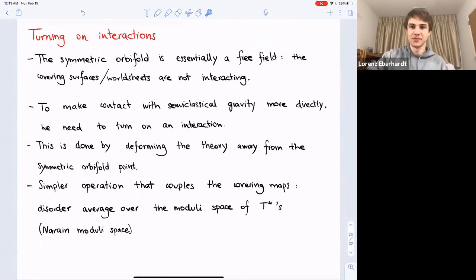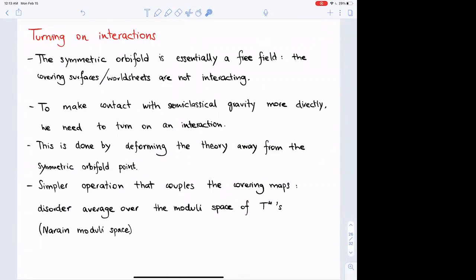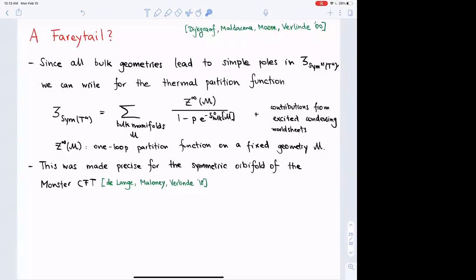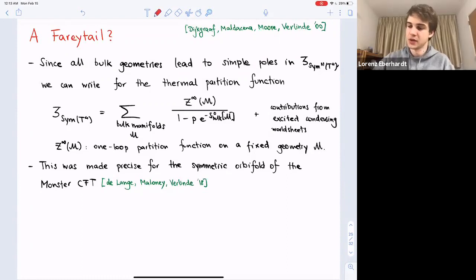Sorry, Lorenz, please. So you're saying there were additional poles other than that series that you wrote down, the one with 1 over m squared times tau boundary. Is there a simple way to characterize all the poles? Yeah, there is. The poles always come from condensing worldsheets, but the worldsheets don't necessarily have to be in the ground state. They can also be in an excited state. That's what I meant by excited condensing worldsheets.